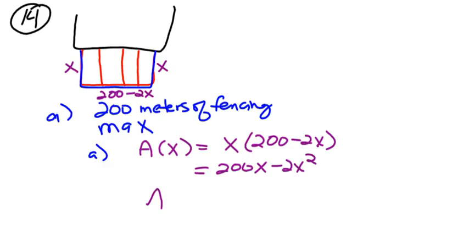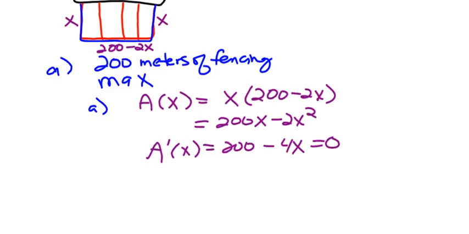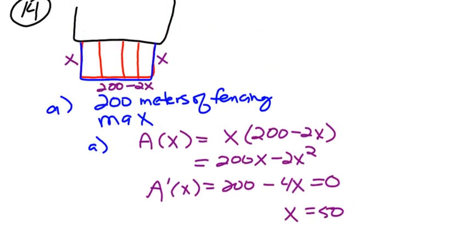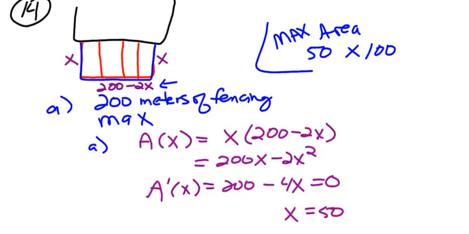This is my equation. I'm going to go ahead and take the derivative, set it equal to 0, and solve. So from here, when I solve my equation, I should have x equals 50. And then if I want to know the dimensions of this area, it's going to be 50 for the side lengths, and I'm going to plug that 50 value in to get this width. So it's going to be 200 minus 100, which is 100. So this is the max area for this pen.